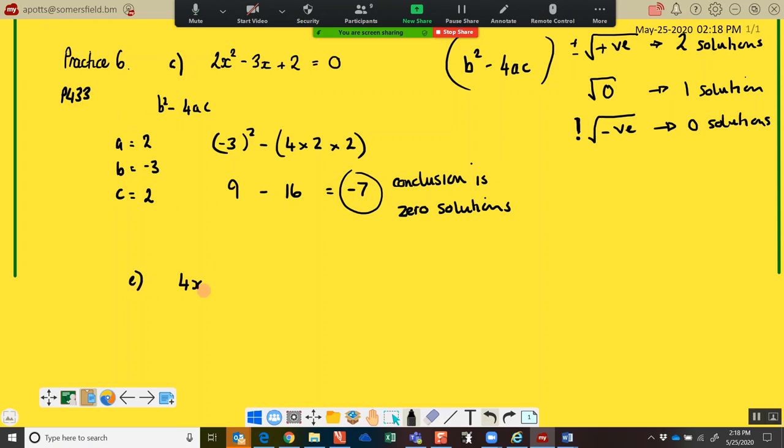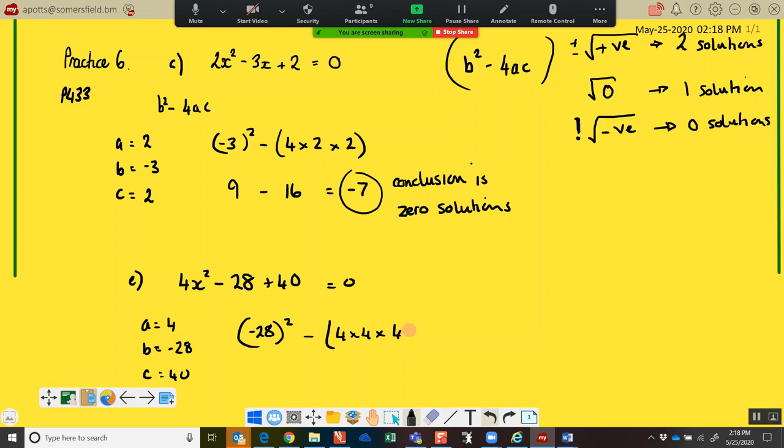So we've got 4x squared minus 28x plus 40 is equal to 0. So A is 4, B is negative 28, C is 40. Let's do it again. So negative 28 squared minus 4, lots of 4, lots of 40. Can you tell me what that calculates to, please?